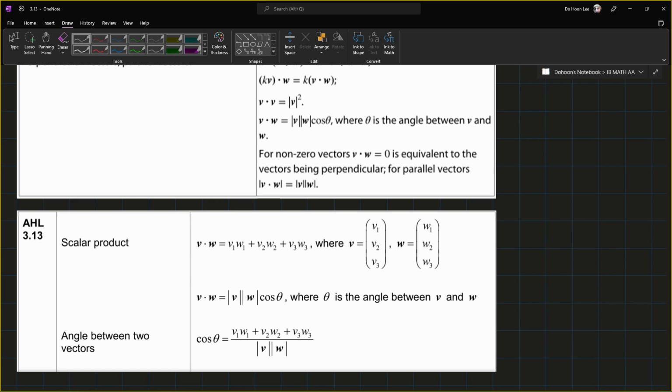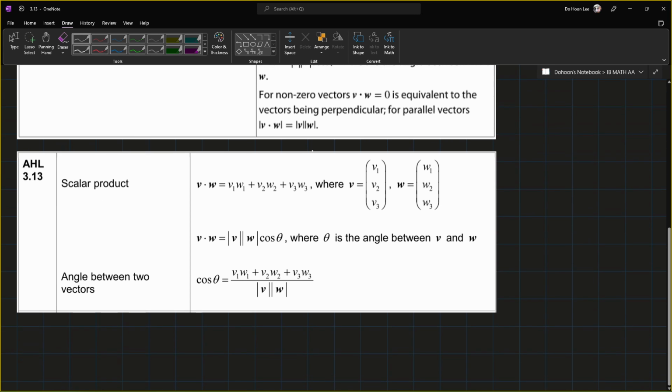Well, how do we do it? The process itself is extremely simple. We just need to multiply the matching components together and find the sum of them. Let's do a quick example.